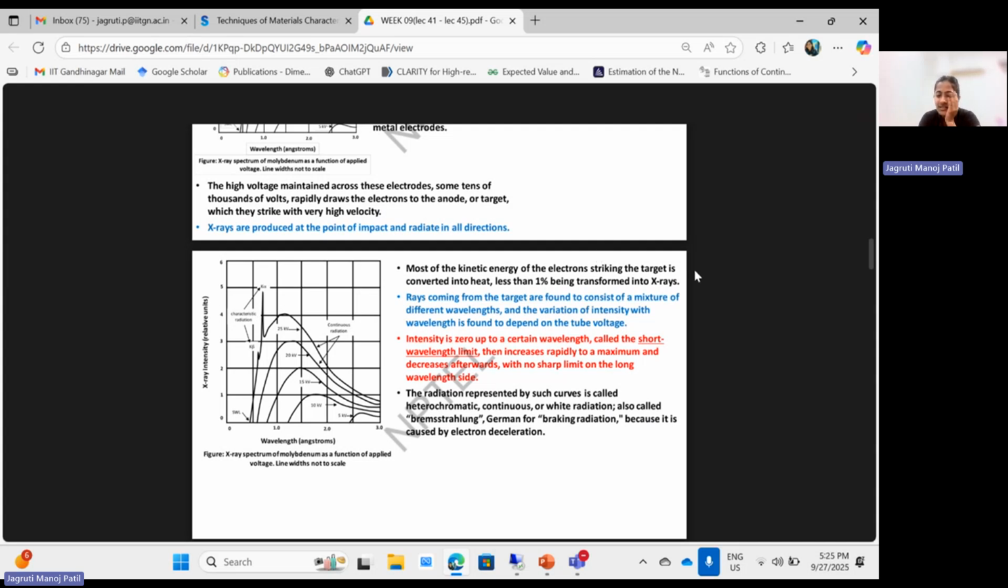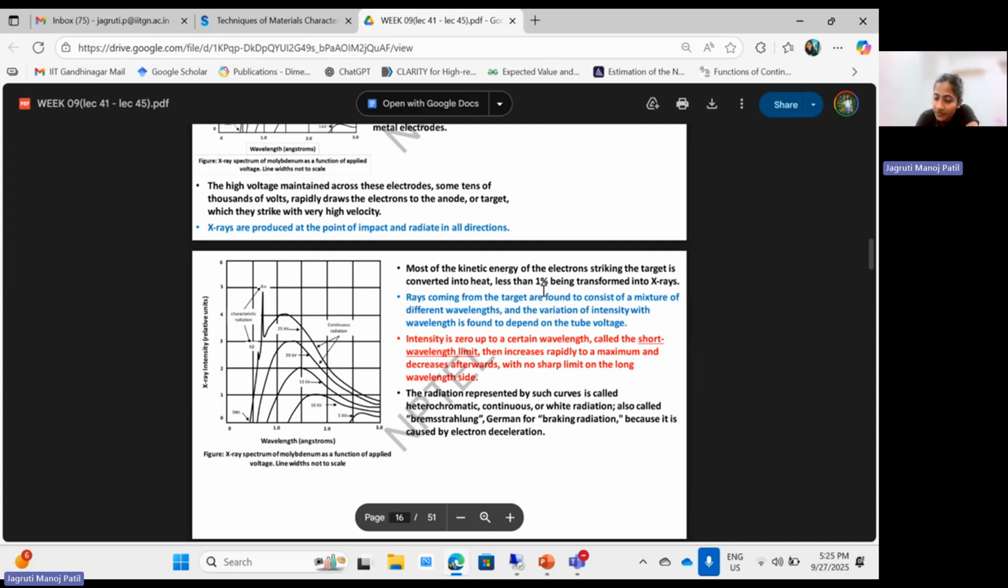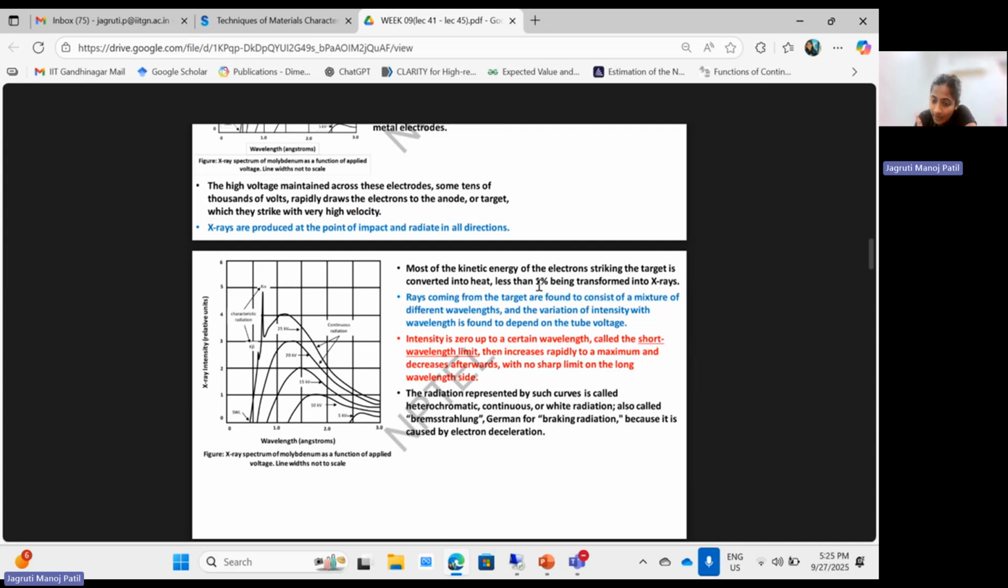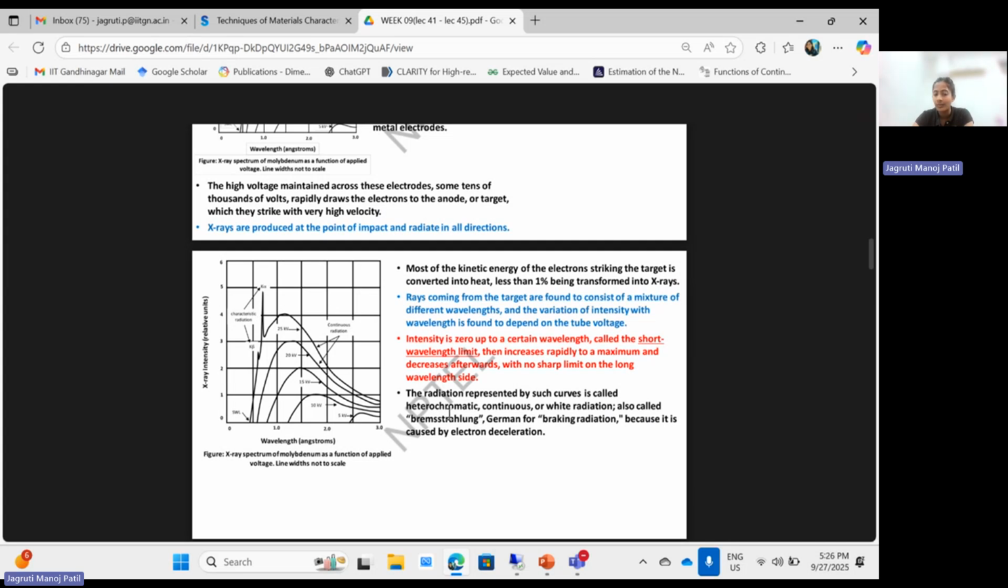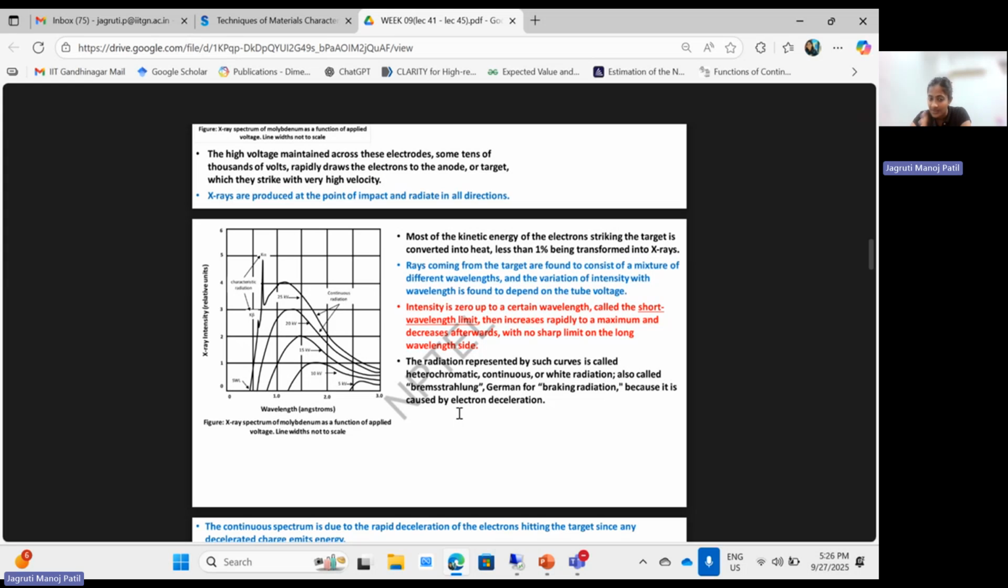Most of the kinetic energy that is striking is converted into heat, but less than 1% is transformed into X-rays. The rays coming from the target are found to consist of a mixture of different wavelengths, and the variation of intensity is also found to depend on the tube voltage. Of course, how much voltage you apply will depend on the number of electrons that pass through. So intensity is zero up to a certain wavelength, the short wavelength limit, then increases rapidly to a maximum and then decreases with no sharp limit on the long wavelength side. The radiation represented by such curves is called heterochromatic if it has multiple wavelengths, or braking radiation because it is caused by the electron deceleration effect.